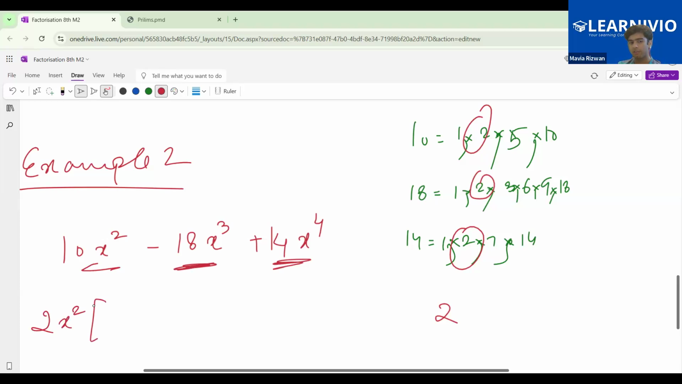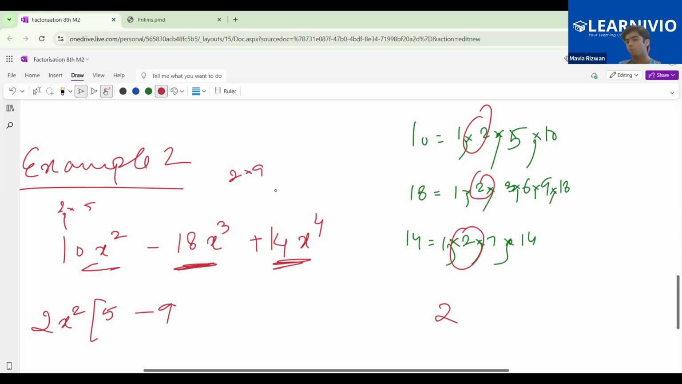Now inside I am left with 5 because 10 divided by 2. Basically this was 2 into 5. I took out 2, so 5 left. Now x square I took out, so 5 as it is, minus. Out of 18 I took out 2. So 18 is 2 into 9. I took out 2, so 9 left.